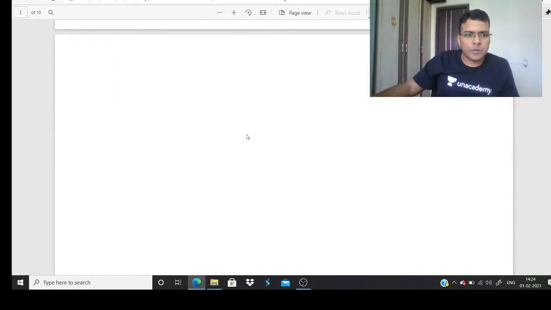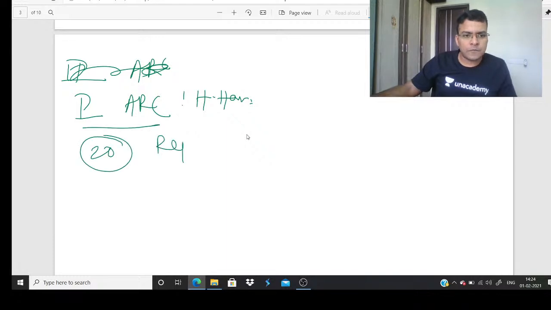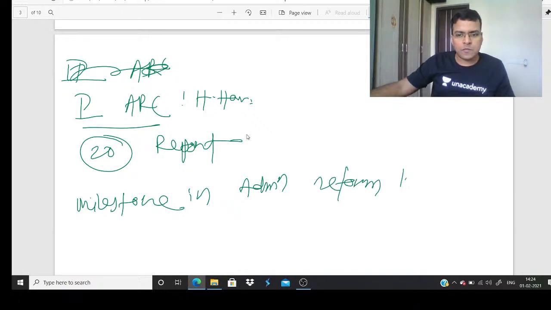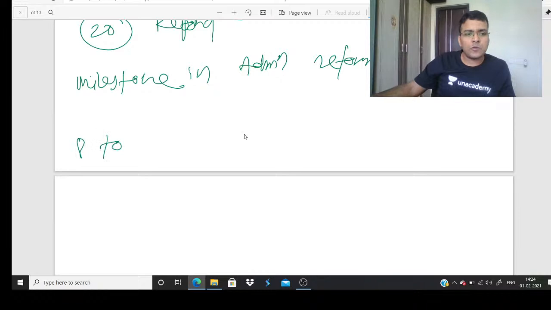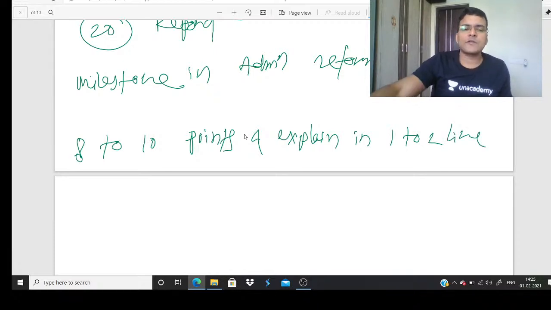What you need to remember is the first ARC, Hanumanthiah, 20 reports, a milestone in administrative reform in India. Try to write 8 to 10 points and explain each in 1 to 2 lines. It is very easy.